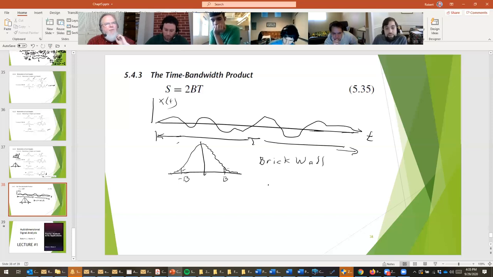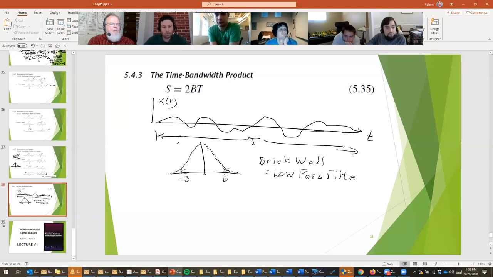So you can run this through a brick wall filter and literally make it band limited in order to eliminate any problems with variances. Has anybody heard of a brick wall filter, which is the same as a low pass filter, an ideal low pass filter? Just when people talk about using a square wave as a filter. Okay. So yeah, there's brick wall filters.